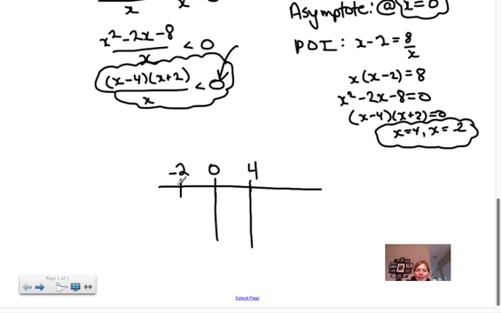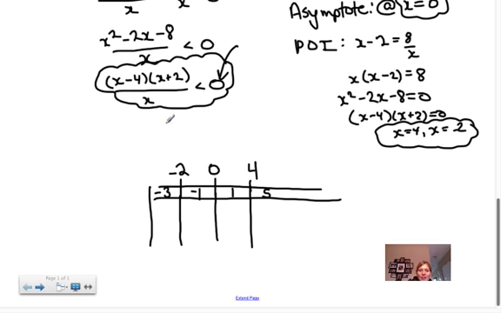Okay. Then, what I want to do is determine some values that fall on either side of these fences. So what's happening in my function before negative 2? Well, let's check that out by using negative 3. What's happening between negative 2 and 0? Well, I don't know. Let's check it out by plugging in the value negative 1. What's happening between 0 and 4? Let's try 1. And what's happening after 4? We try 5. Good.